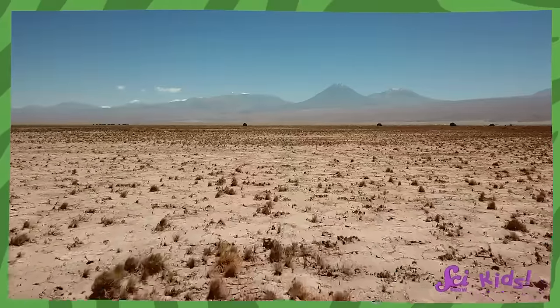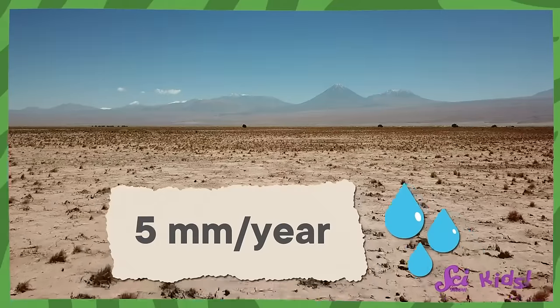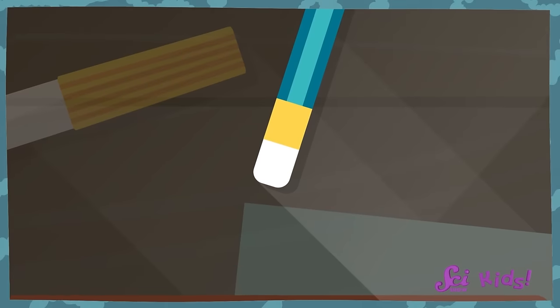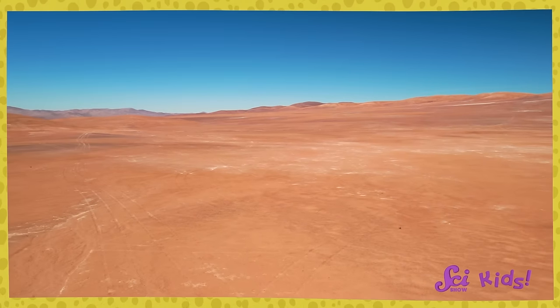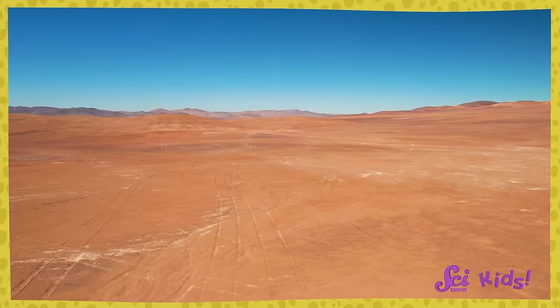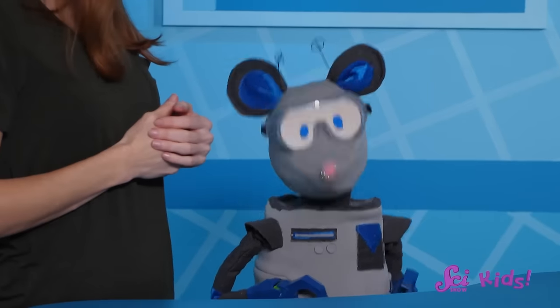It gets only around 5 millimeters of rain every year. That's about the size of a pencil eraser. The Atacama is also one of the oldest deserts in the world. Parts of it might be 150 million years old. That's so old, dinosaurs were still around and would be for a long time.